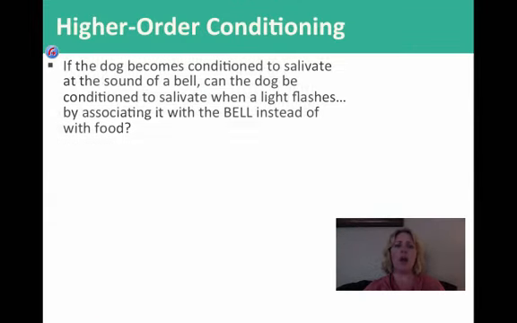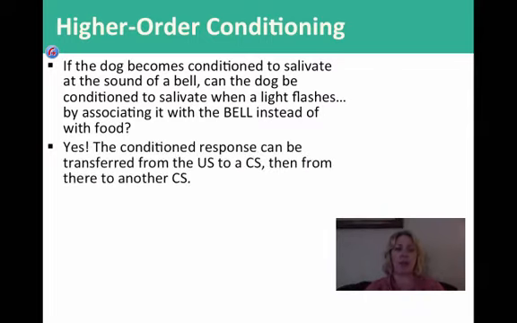Now, higher order conditioning. If the dog becomes conditioned to salivate at the sound of a bell, can the dog be conditioned to salivate when a light flashes by associating it with the bell instead of the food? So what higher order conditioning kind of means is we build. Food was our initial unconditioned stimulus. Now we have this conditioned stimulus, the bell. Can we layer it on? Can we add to it? Okay, and the answer is yes.